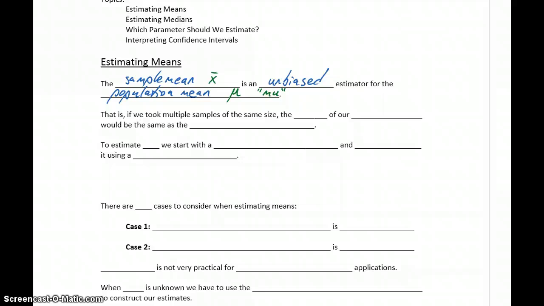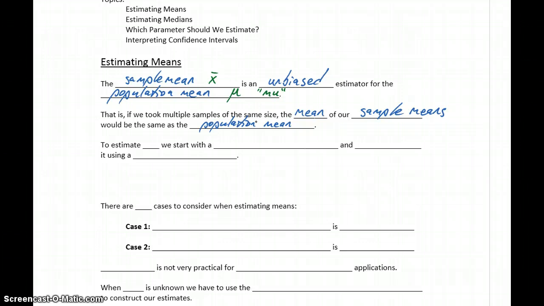That means if we took multiple samples of the same size, then the mean of all of our sample means would be the same as the population mean. So if we had the time and resources, we could go out, collect sample data, evaluate a sample mean, go out, collect new data with a different sample, get a sample mean, repeat that process over and over again, and then average all of our sample means to get the population mean.